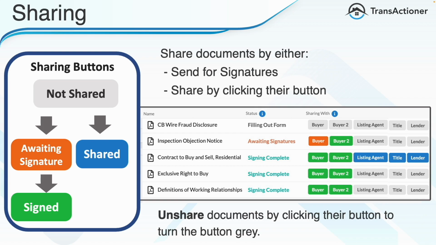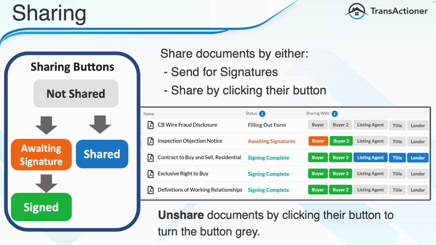Once all parties who need to sign a document have signed, the status for the document will change from awaiting signatures to signing complete. Now, if you just click a button, their button turns blue, and that person can view that document or download the document. So for your clients, you're typically sending documents out for signatures and not clicking their button.